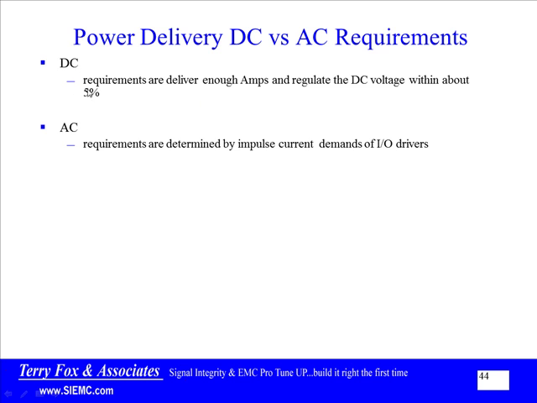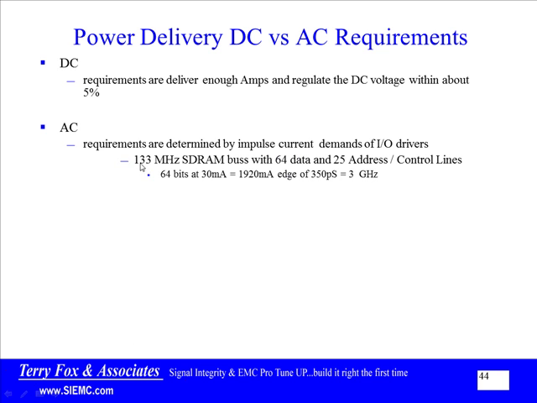As far as the requirements, you've got DC requirements and then you've got AC requirements, and these AC requirements are determined by the impulse current demands of the I/O drivers. Now, if I look at something like 133 megahertz SDRAM, then if I've got 64 bits at 30 milliamps, that's almost 2 amps. It's switching at a 350 picosecond rate, and so therefore that's about 3 gigahertz. This is a big deal. That is a huge current requirement.